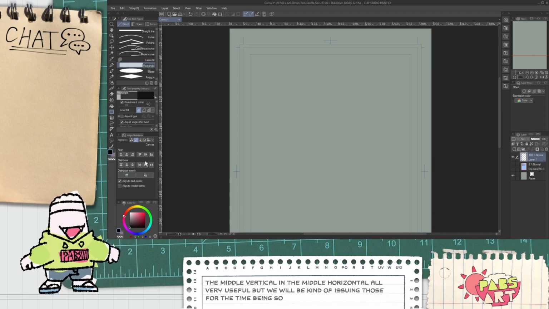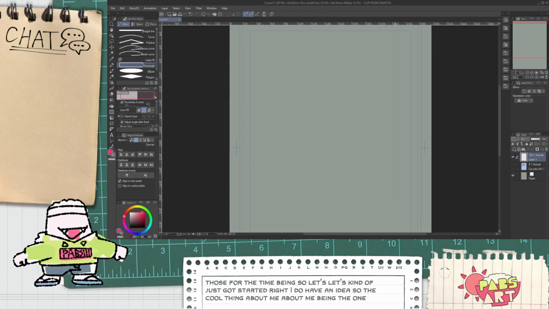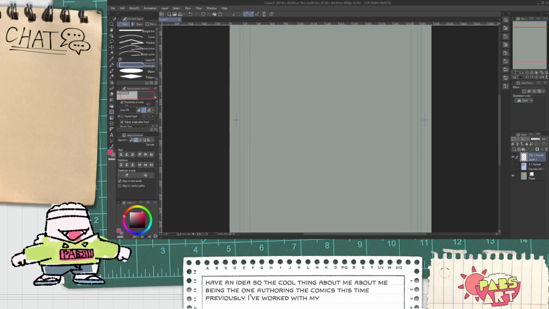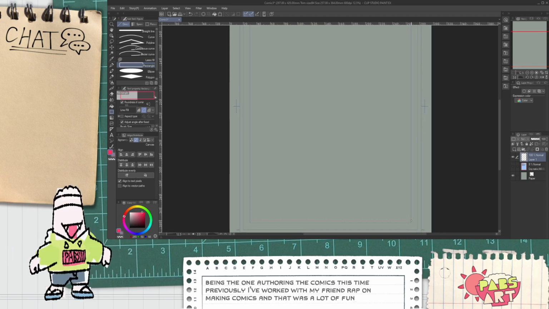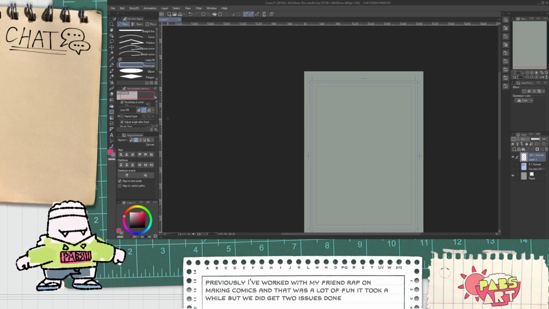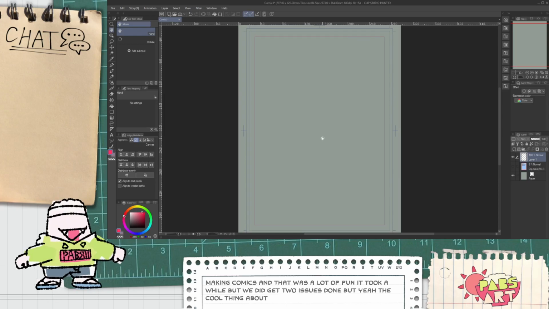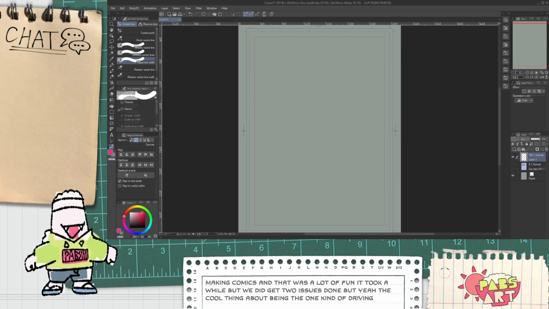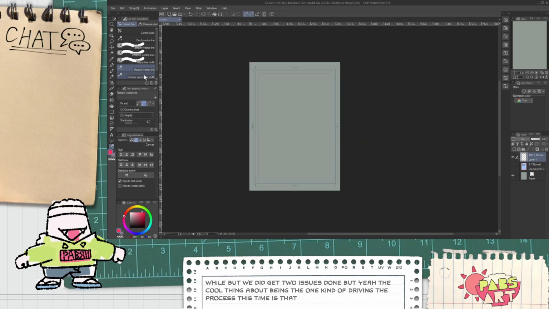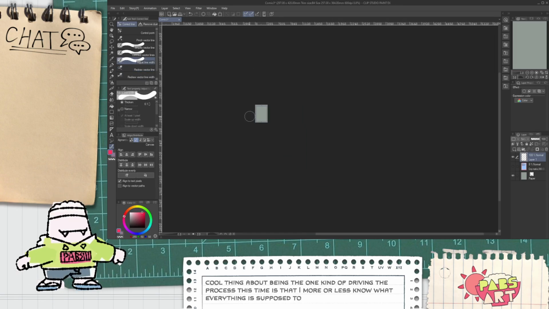So let's just get started. I do have an idea. The cool thing about me being the one authoring the comics this time: previously, I've worked with my friend Raph on making comics, and that was a lot of fun. It took a while, but we did get 2 issues done. But the cool thing about being the one driving the process this time is that I more or less know what everything is supposed to look like, and that makes things a lot faster.